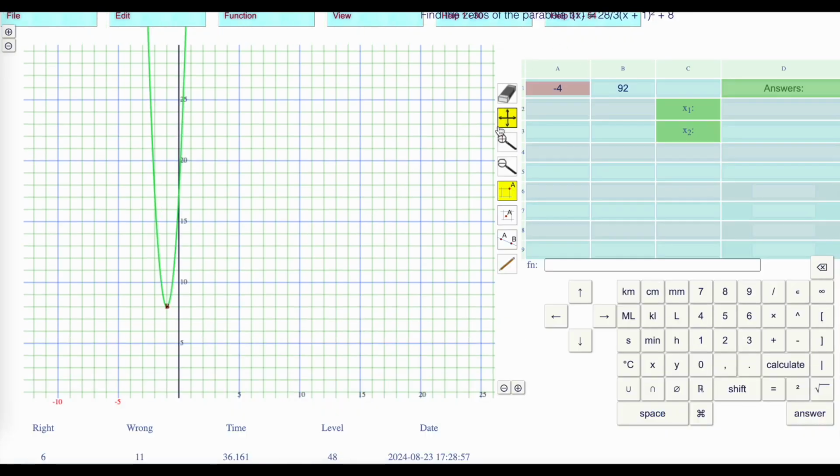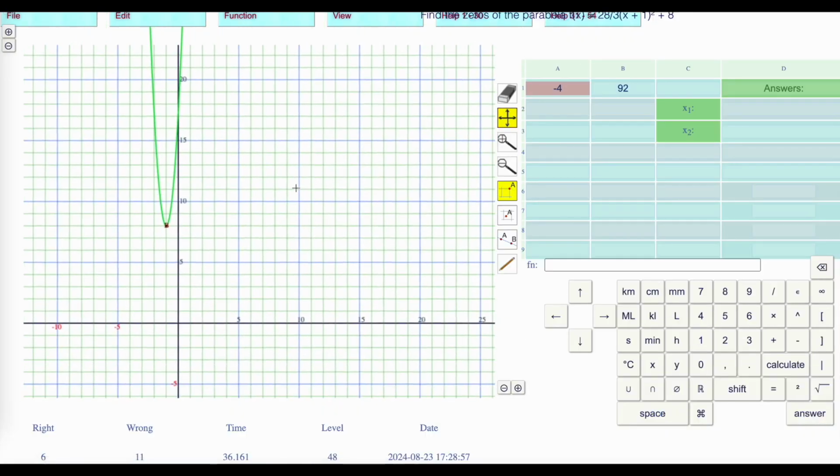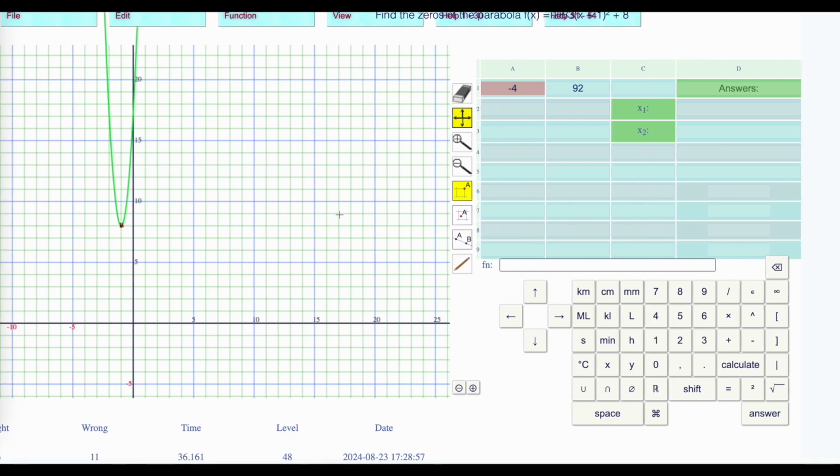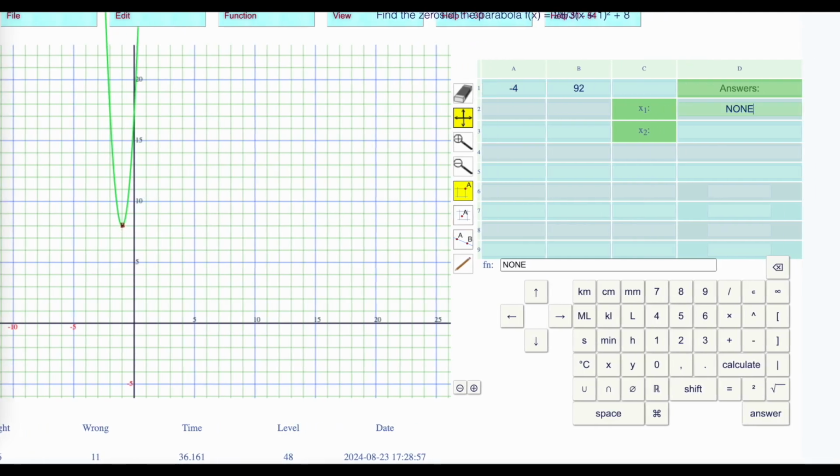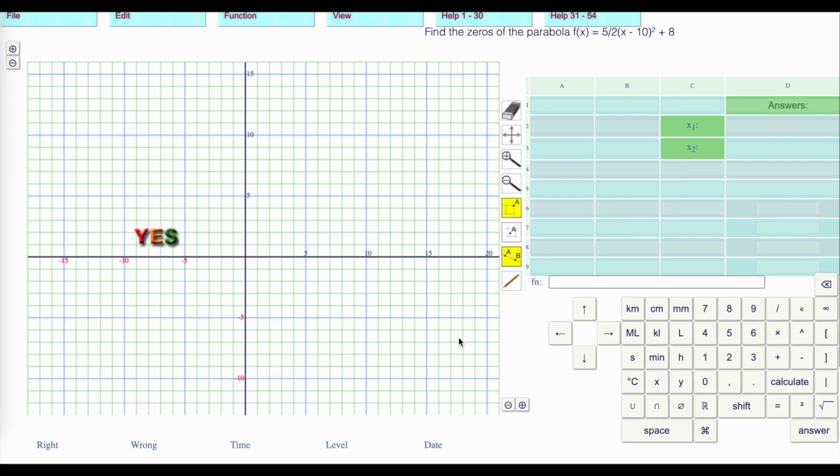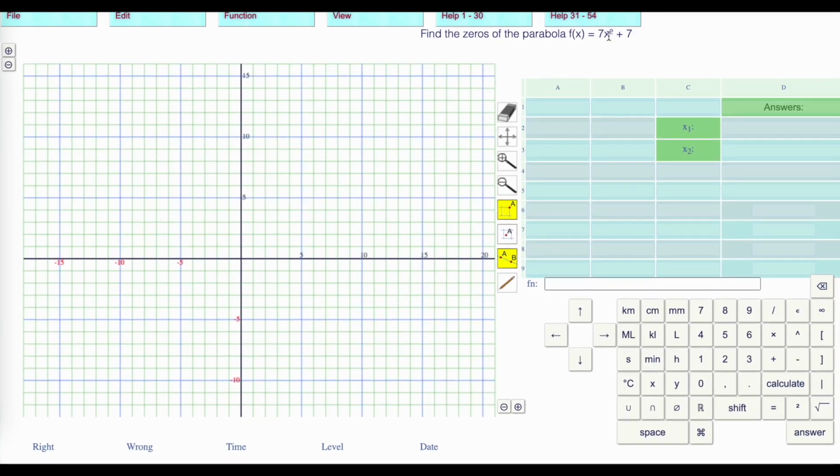Did we have to graph this exactly? No, we could have just said, okay, the vertex is here, it's opening up, there are no zeros. None. And this one has a vertex of (0, 7). It is opening up. We're not going to have a zero.